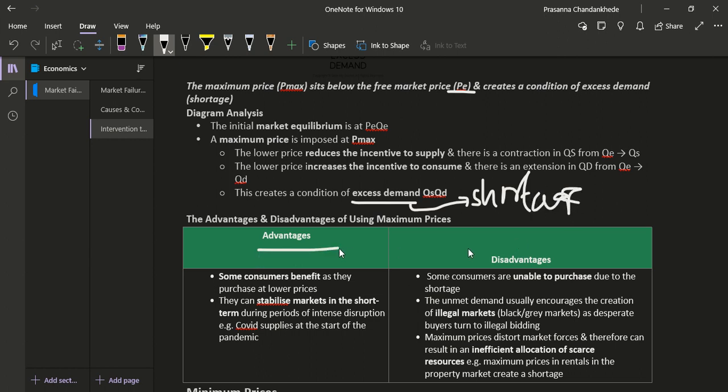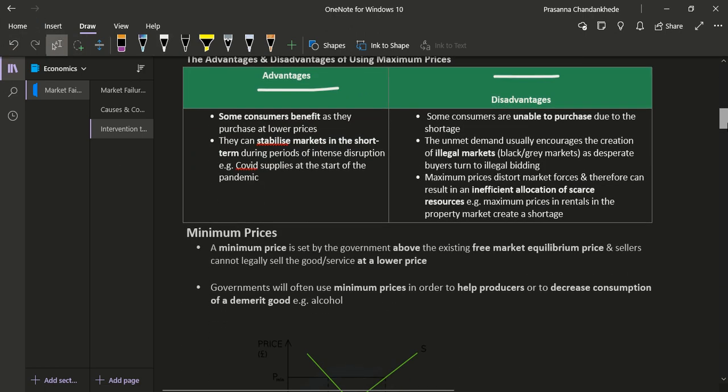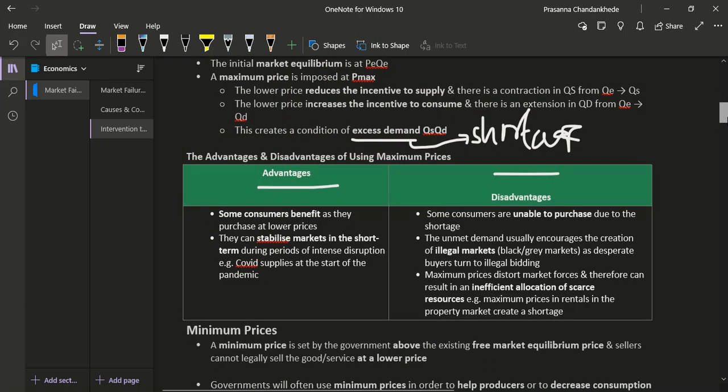These are some of the advantages and disadvantages of market maximum prices. You all should pause the video and read it. I don't want to waste too much time, or increase the length of the video too much. That's why I will encourage you all to pause and read it again.